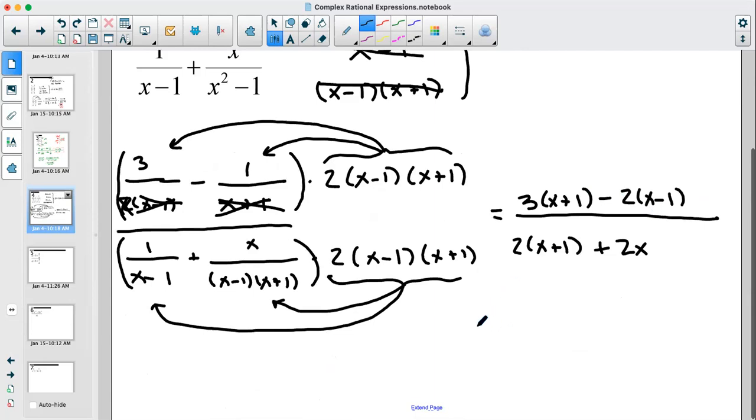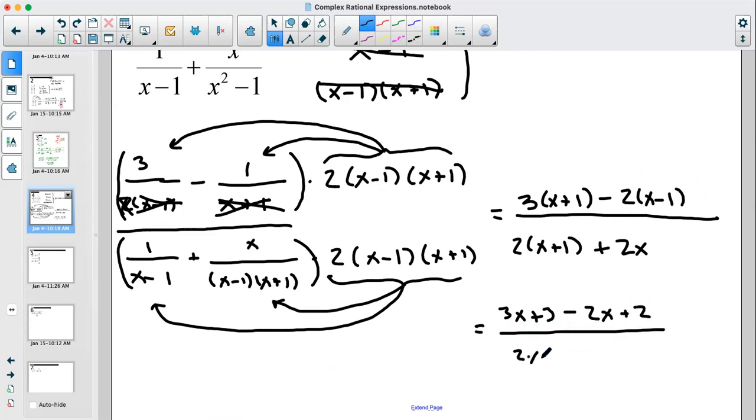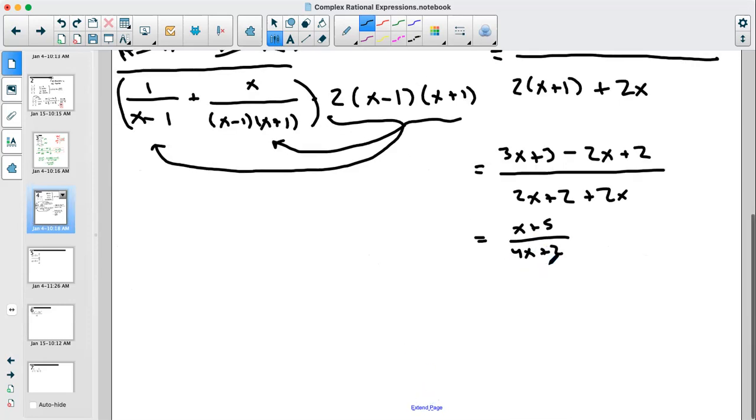It's probably a good idea to multiply these things out and make sure that nothing else cancels. So the top here is 3x plus 3 minus, this is 2x minus 2. So minus 2x plus 2. And 2x plus 2 plus 2x. This is x plus 5 on top. And 4x plus 2 on the bottom. Nothing here simplifies. I mean, we could factor this into 2 times 2x plus 1, but it wouldn't change anything.